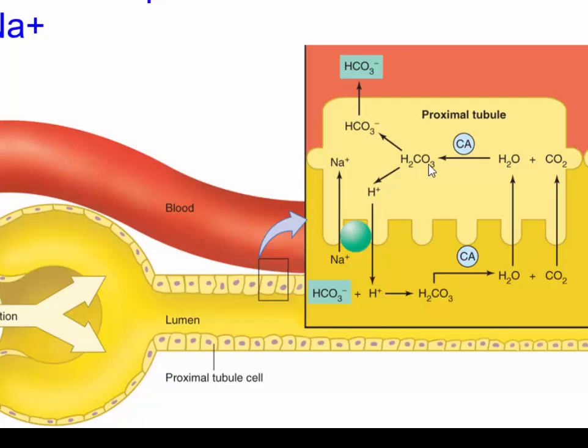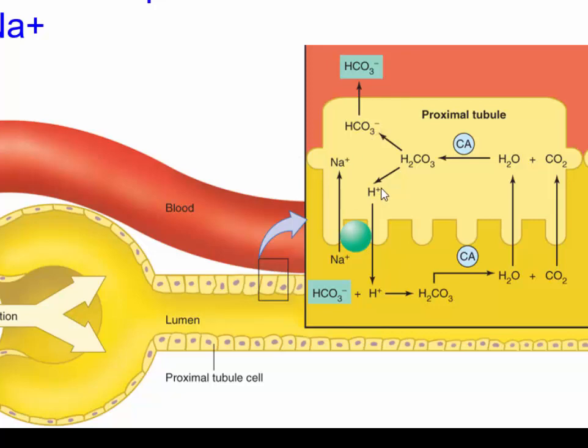This carbonic acid can dissociate into bicarbonate and hydrogen ions, and that bicarbonate then diffuses into the blood through the membrane here, the proximal convoluted tubule, to raise your bicarbonate levels. That's going to help combat that decrease in pH due to an increase in hydrogen ions.